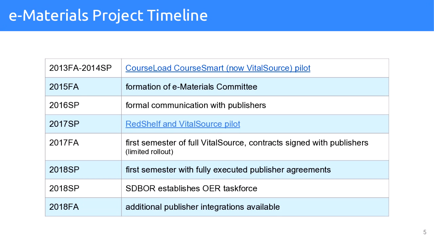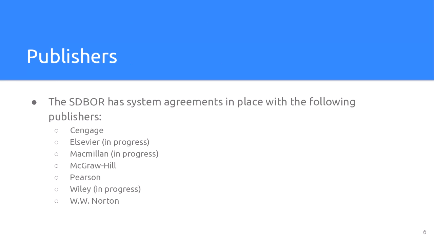I just wanted to give you a rundown of what publishers we do have agreements with. So this means a couple different things. Not every book has this, but if your book has an e-text, we can deliver it through VitalSource from any of these publishers. If they have e-materials, we can provide single sign-on access to students for these publishers. And this is pretty much the major publishers here.